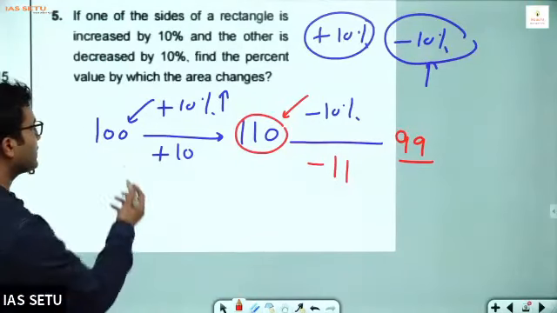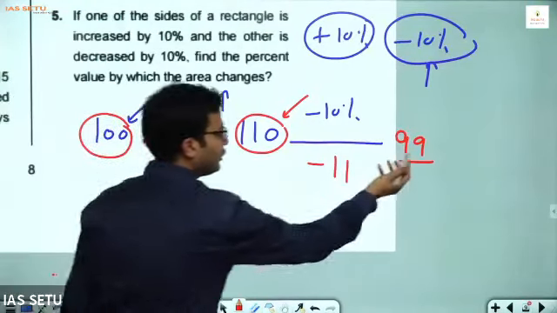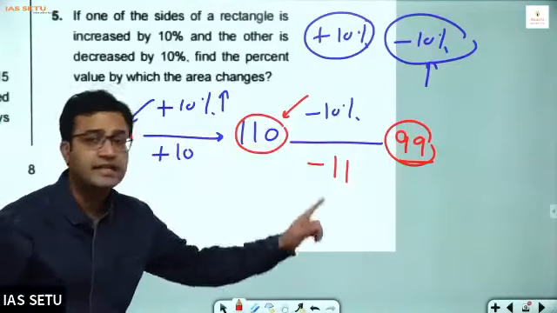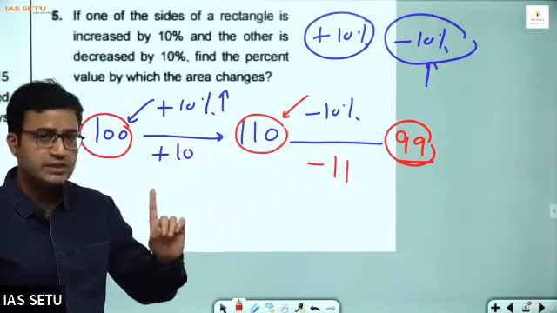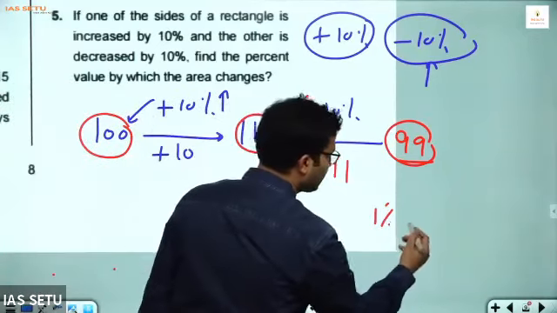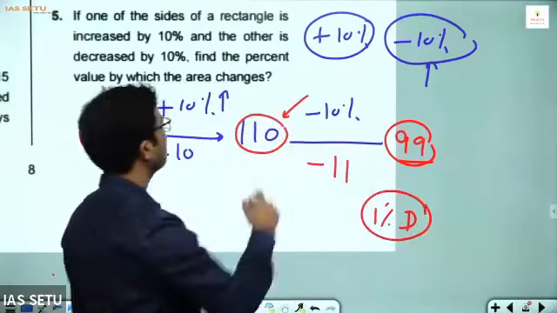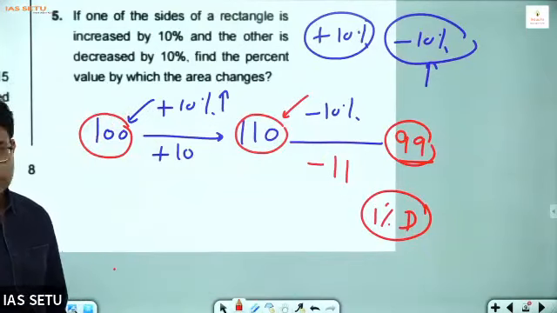Now the point is, this value is 100. Now this value is 99. Tell me, is this 99 more than 100 or less? Less. How much less? 1% less. So there is a 1% decrease in the area. Question number 5, 1% decrease.